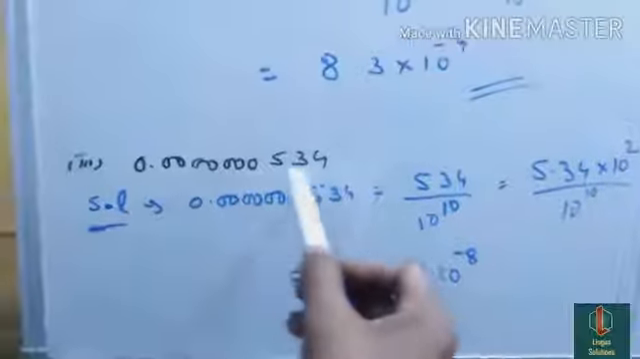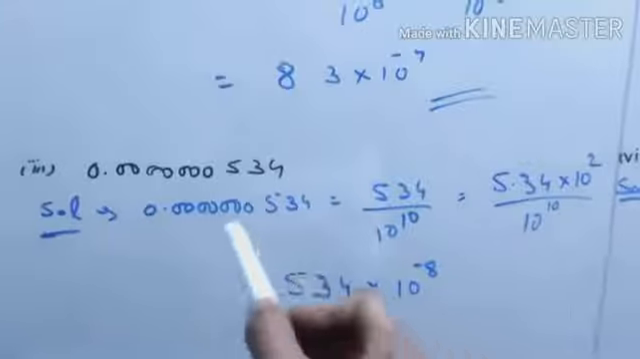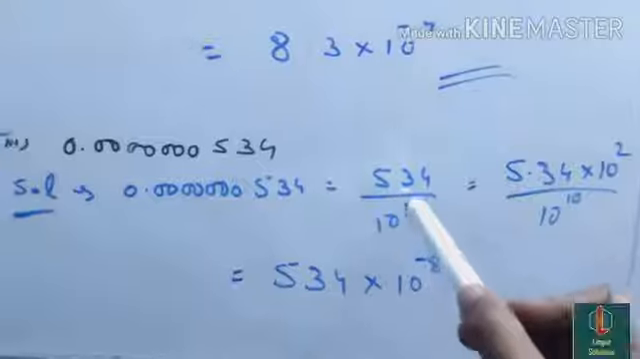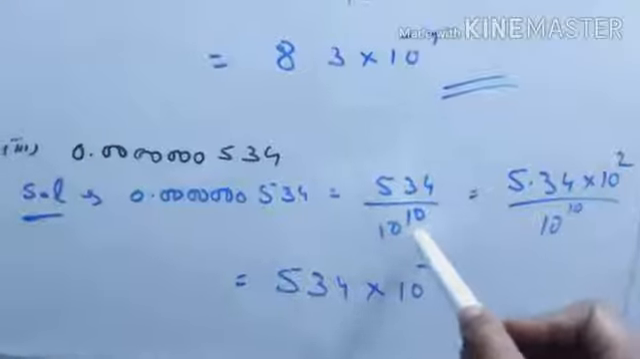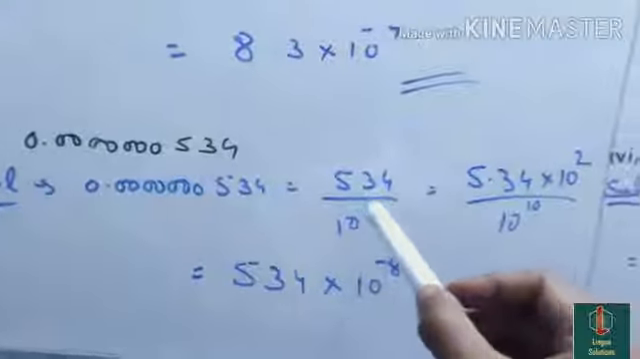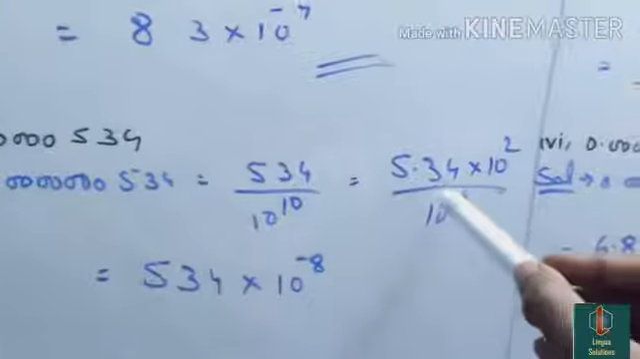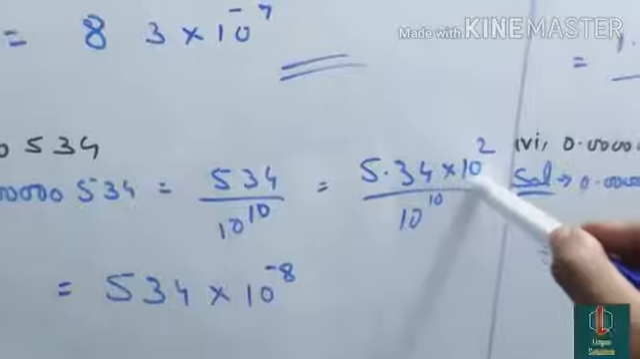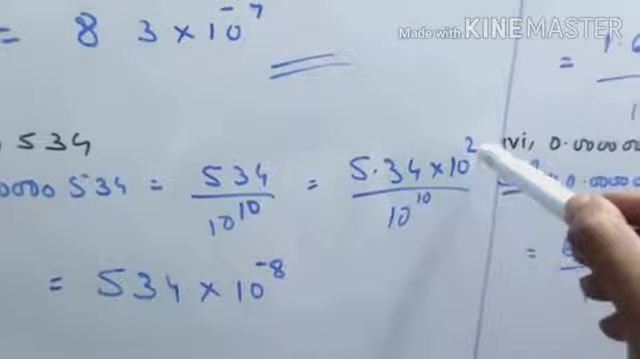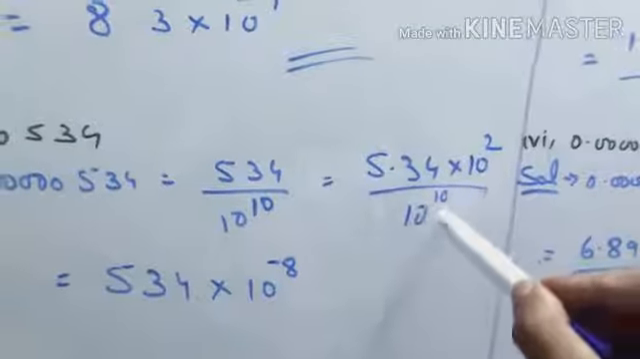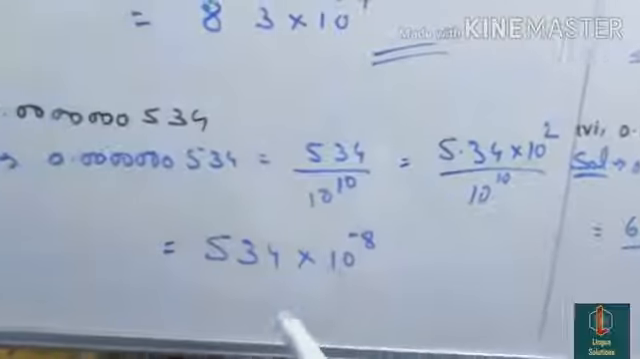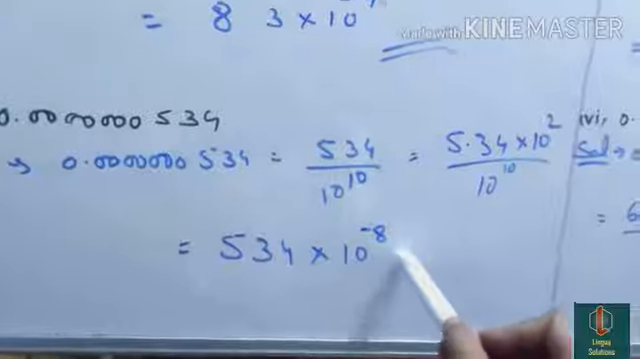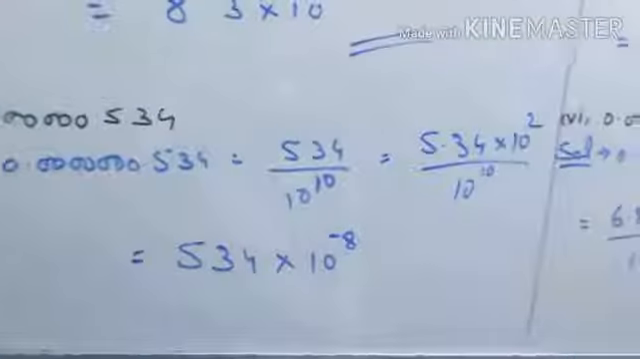Third one, here is a number. After the point there are 10 digits, so we can write it as 534 by 10 to the power 10. Now by putting the decimal, 5.34 into 10 to the power 2, that is 10 square, by 10 to the power 10 is equal to 5.34 into 10 to the power minus 8.